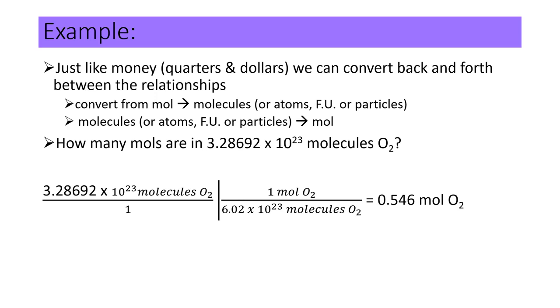Just like money with quarters and dollars, we can convert back and forth between the relationships. We just did a given of moles and asked for molecules. Now we can take a given of molecules and ask for how many moles. So here, how many moles are in 3.28692 times 10 to the 23 molecules of oxygen gas? Well, I'm going to use the same process. I'm going to use Avogadro's number. Molecules cancel out. I'm left with moles. I end up with 0.546 moles of oxygen gas.